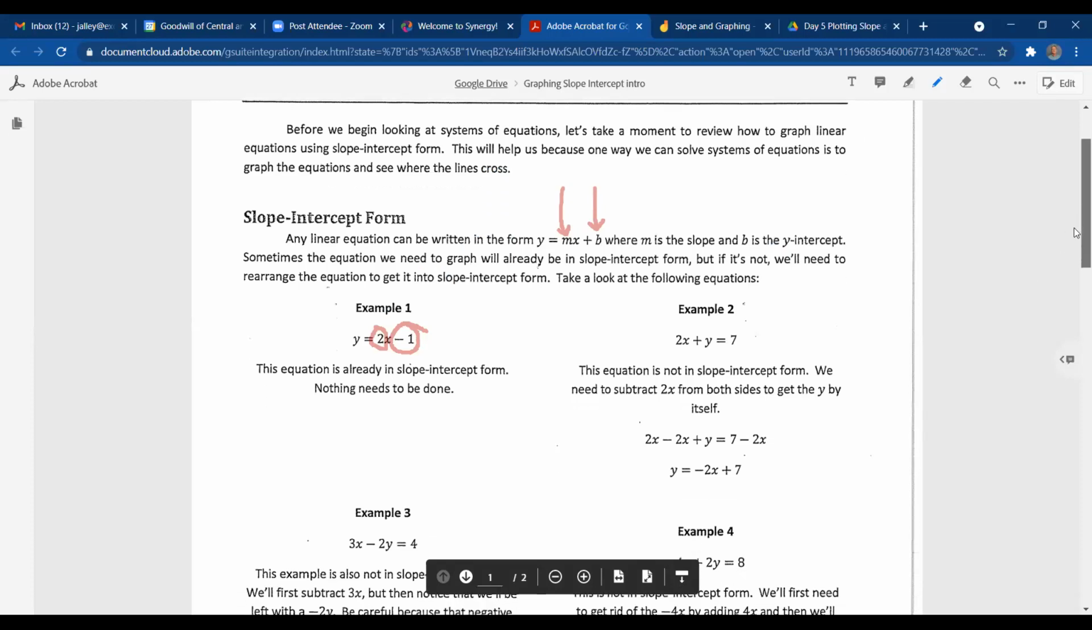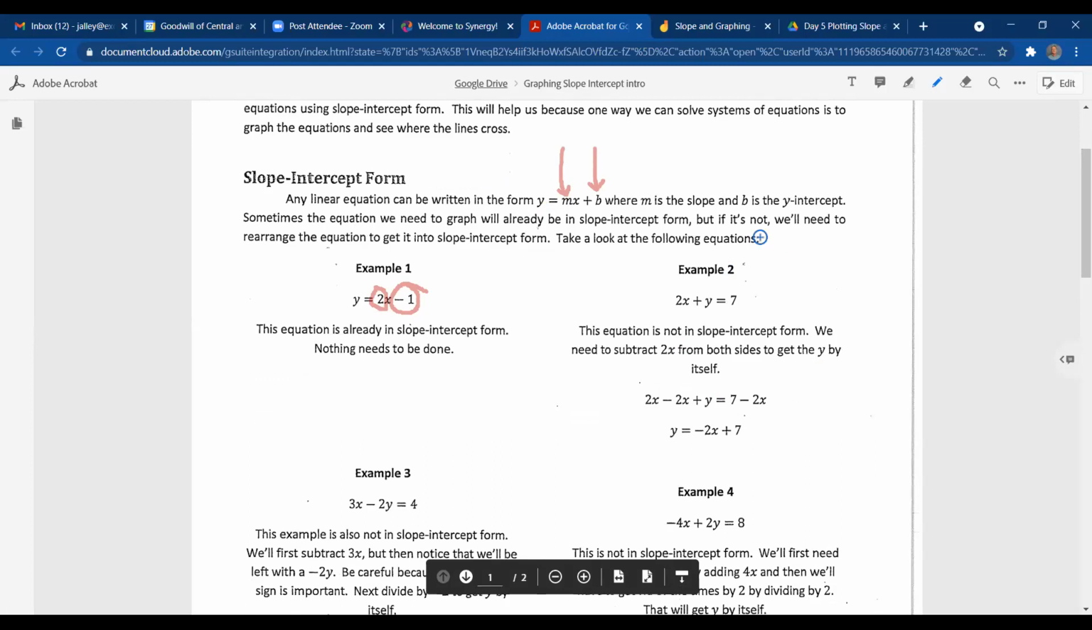So that's the first example. The second example, that one's in standard form: 2x plus y equals 7. And we want it to be in slope intercept. Standard form does not have the slope. It does not have a y-intercept.